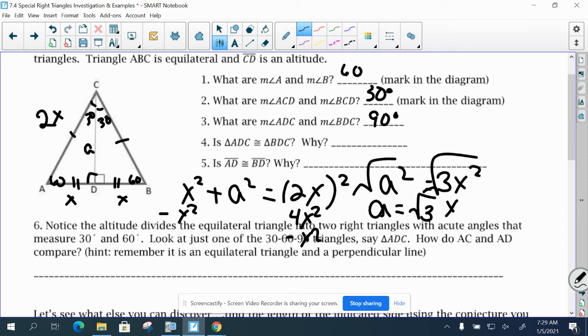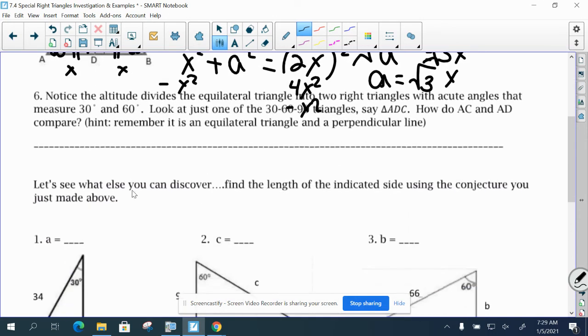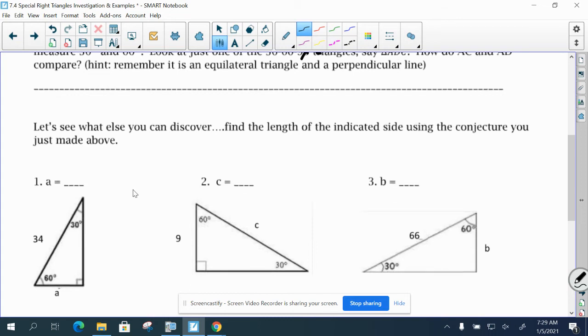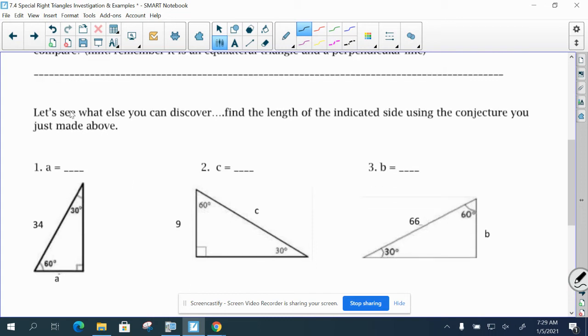So whereas the other one, the relationship was X square root 2, this relationship is going to be X square root 3, and 2X, or square root 3 X. Either way, you can write that. So let's do a couple little investigations here. Let's see what you can discover.